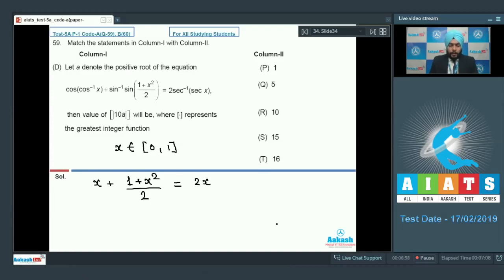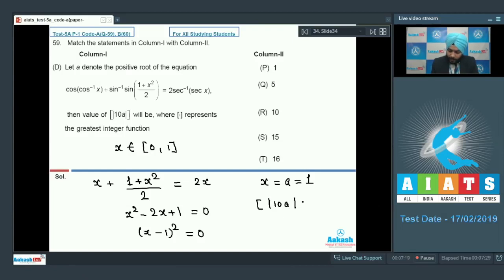Okay. So we have x square minus 2x plus 1 equals 0, which gives you (x minus 1) whole square equals 0. The only positive root is x equals 1, and it is equal to a. A is the positive root. The greatest integer of the modulus value of 10a will simply be equal to 10. Okay, we have option number R as the only correct choice for D part. Okay, let us move on to question number 60 now.